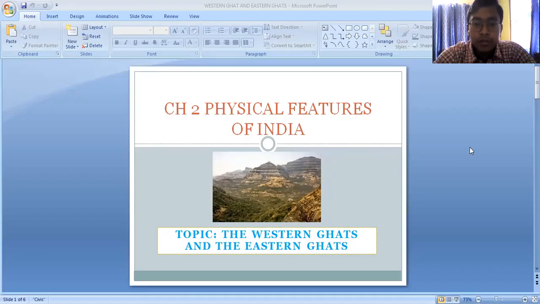So students, we are going to discuss the topic Western Ghats and the Eastern Ghats, which is also a part of the Peninsular Plateau region. This topic is from the chapter Physical Features of India, chapter number 2. The Western Ghat and the Eastern Ghat mark the western boundary and the easternmost boundary of the Deccan Plateau region.